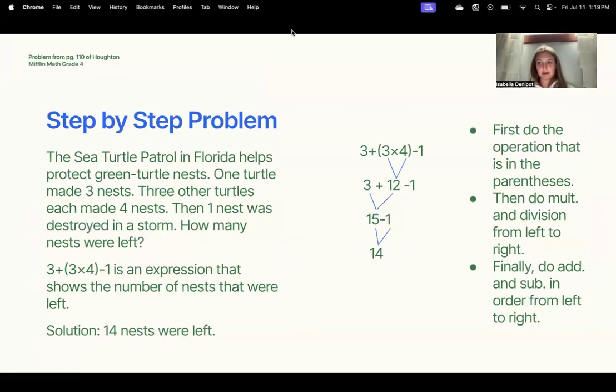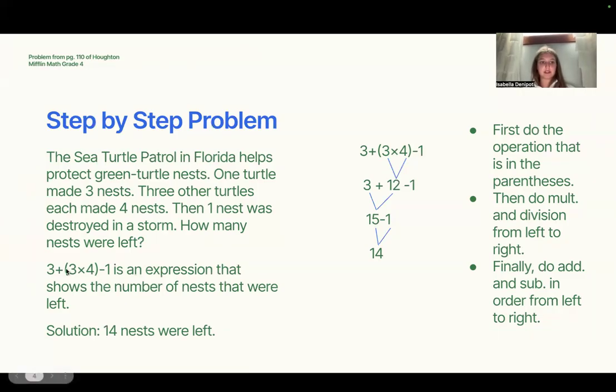It's like a step-by-step problem. So the sea turtle patrol in Florida helps protect green turtle nests. One turtle made three nests. Three other turtles each made four nests. Then one nest was destroyed in a storm. How many are left? So the expression you would use for this problem is 3 plus (3 times 4) minus 1. And it would calculate to how many nests are left. So we're going to go over here and do that problem.